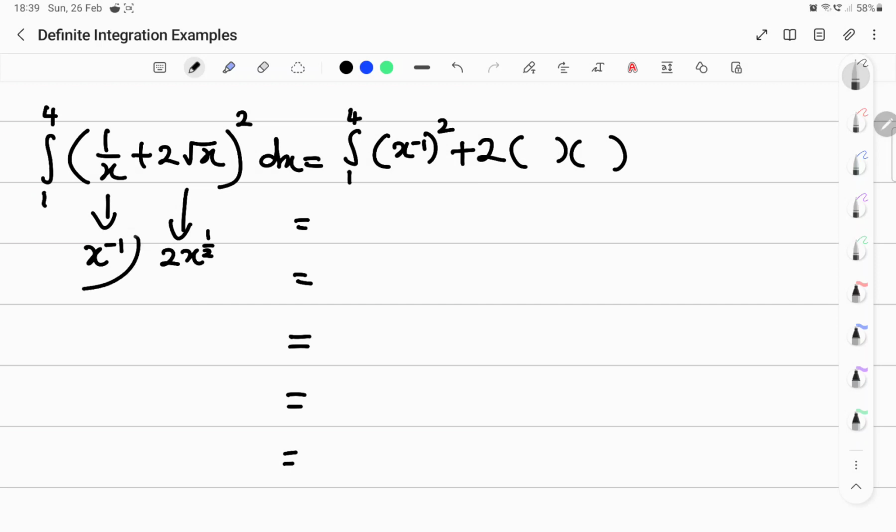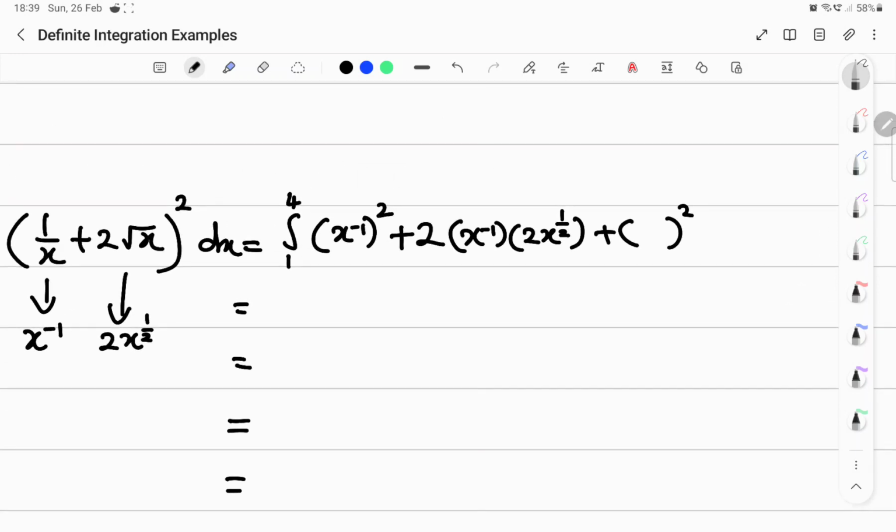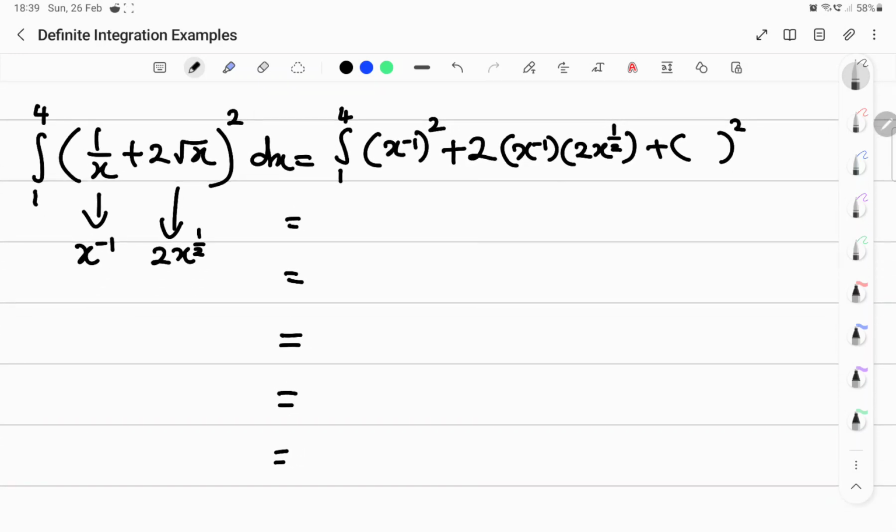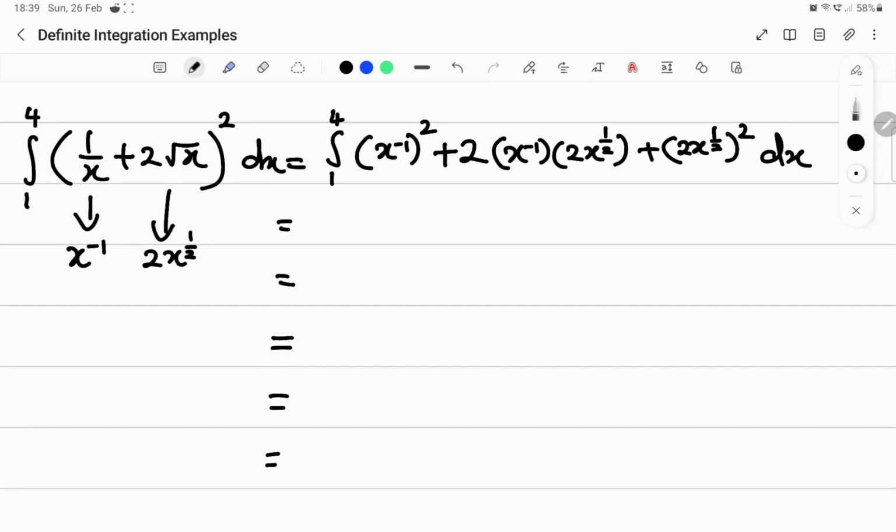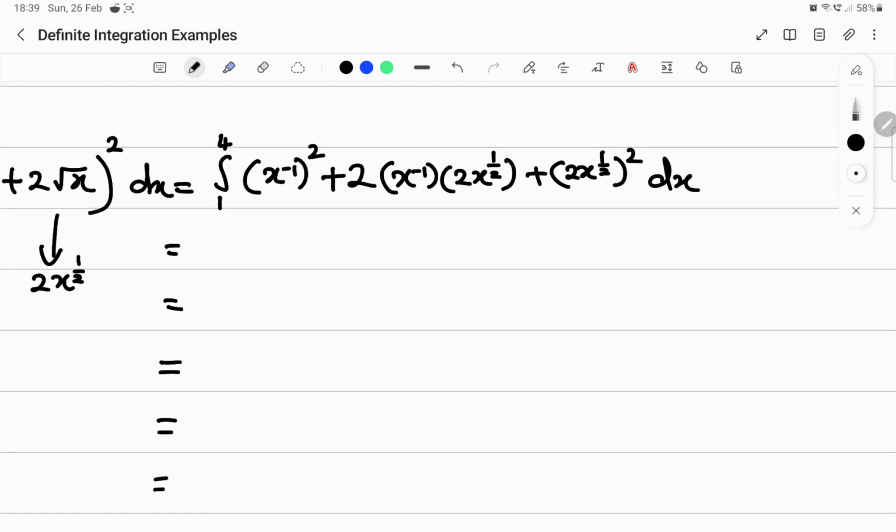What is the front one? This one also. What is the back one? This one. So 2x power 1 over 2. Close bracket. Then plus the square of the back. What is the back? 2x power 1 over 2, squared. Then put the dx at the back. Just very simple.